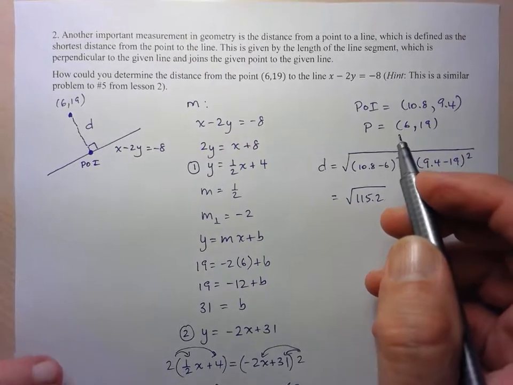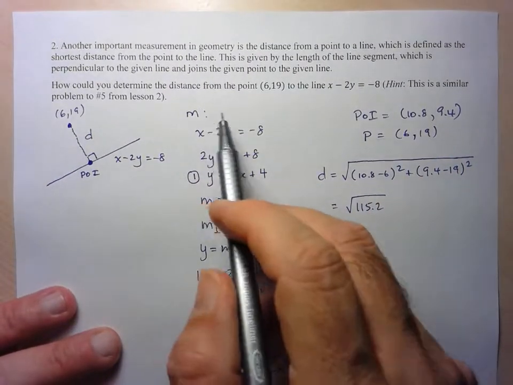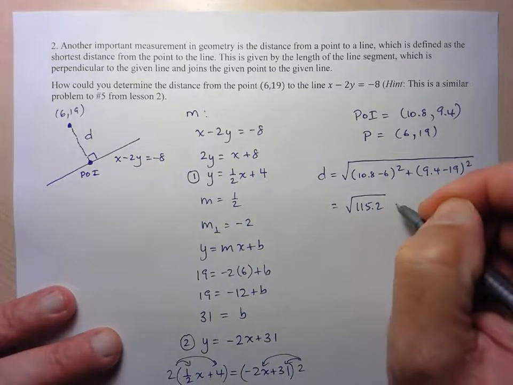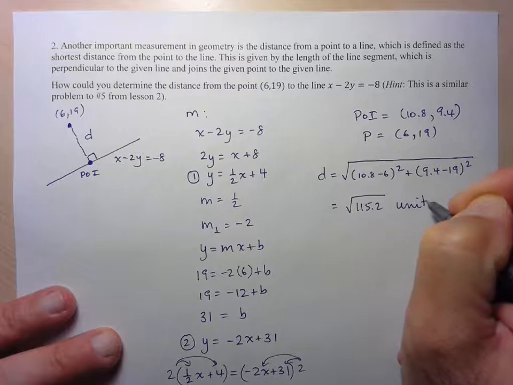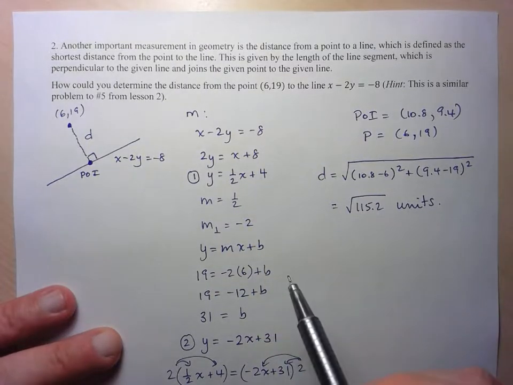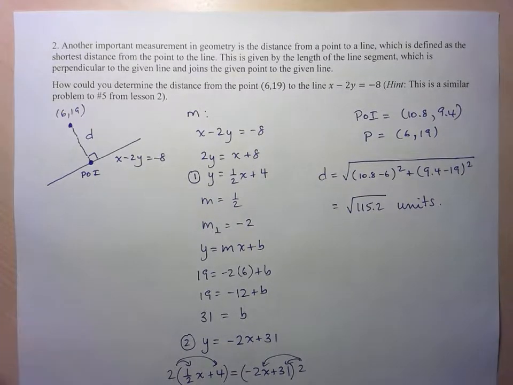And here they don't give us any units for what each tick on this graph represents, so I'm just going to say it's square root of 115.2 units. Okay, if they were telling me that things were measured in centimeters, it would be centimeters. If they told me it was measured in kilometers, it would be kilometers. Okay, so let's do a quick recap.